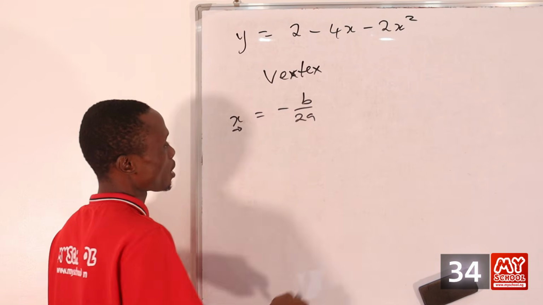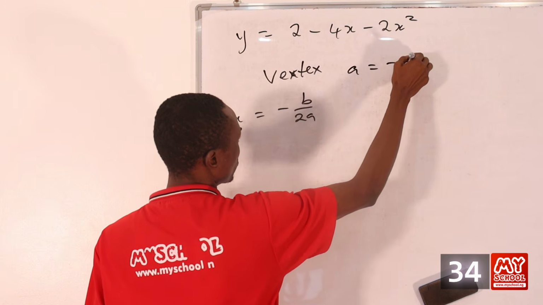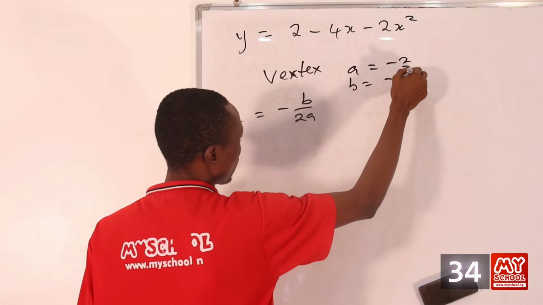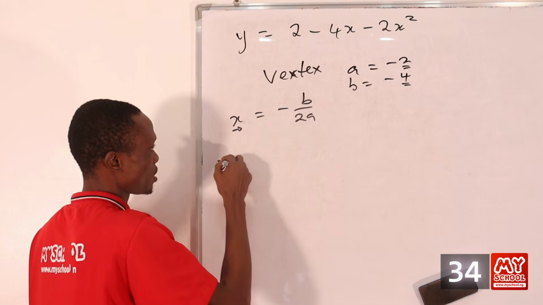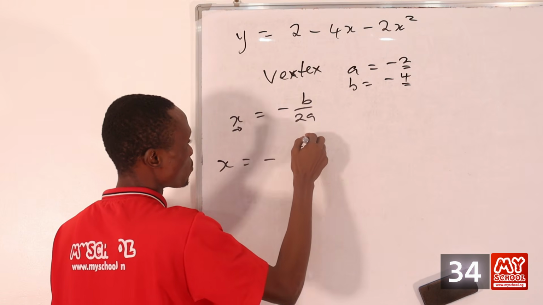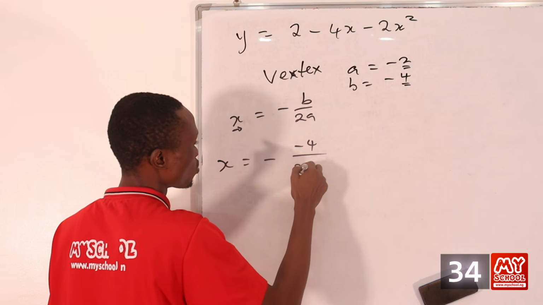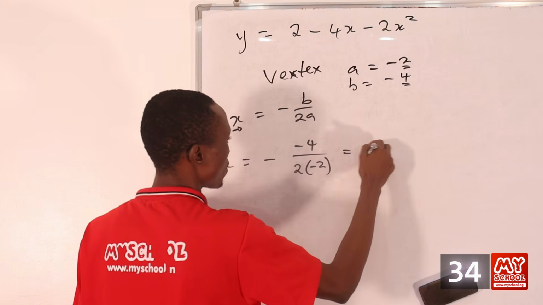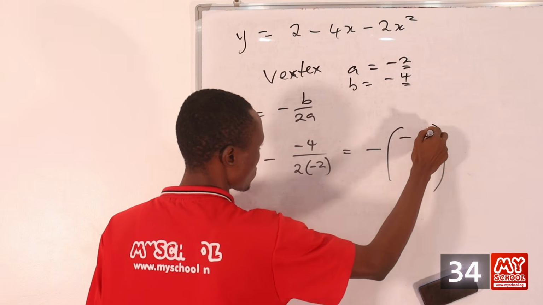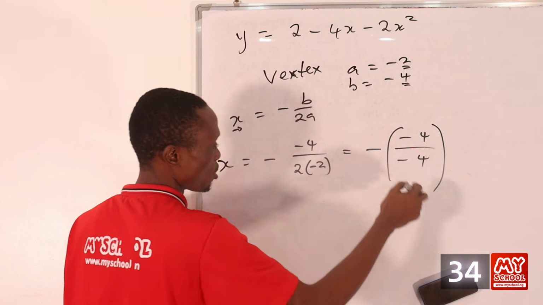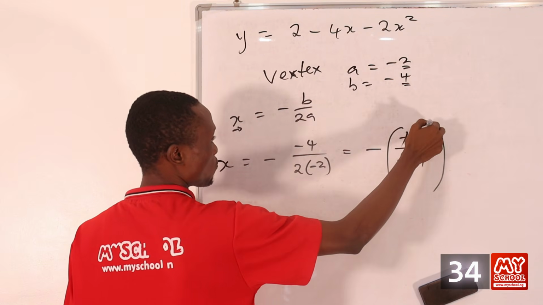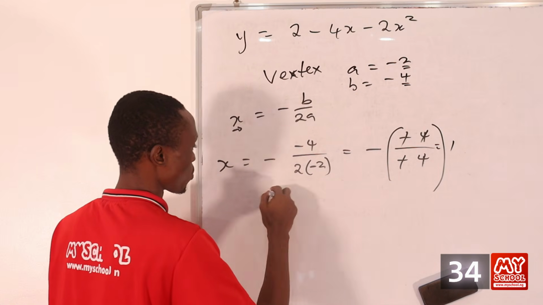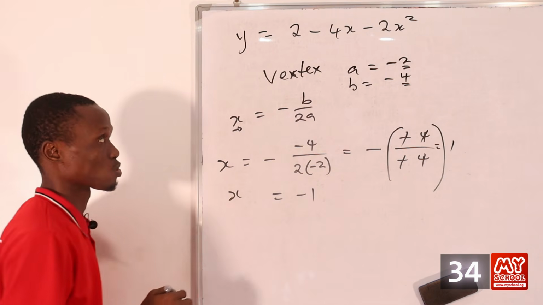Okay, so here our a is equal to minus 2, which is the coefficient of x squared, and our b is equal to minus 4, which is the coefficient of x. So x is equal to minus, then here we have minus 4 all over 2 brackets minus 2, right? So here we have minus, then let's put this in brackets, minus 4 all over minus 4. So minus will kill off minus, 4 into 4 will give us 1. So minus times 1 equals minus 1. So the value of x is equal to minus 1.